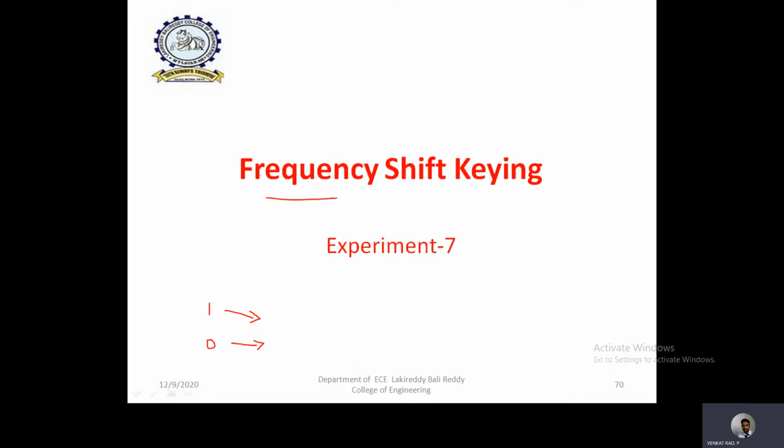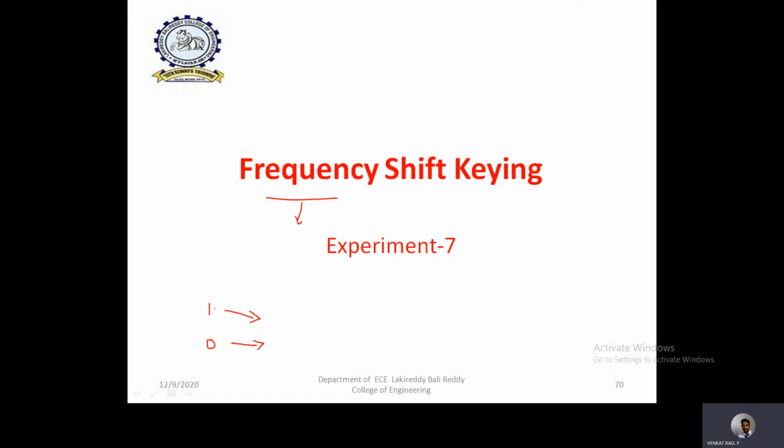If it is frequency shift keying, it means the frequency of the carrier is going to be changed with respect to the input binary 1 and binary 0. So how many frequencies does it change? Since it is a binary modulation technique, it is a very simple modulation technique. The input is either 1 or 0, so there will be only 2 frequency changes or 2 frequency variations.